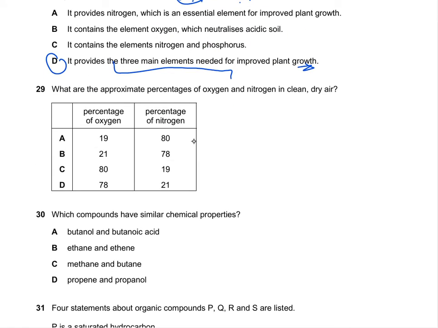What are the approximate percentages of oxygen and nitrogen in clean dry air? Percentage of oxygen, of course, 21 and nitrogen 78, so it's B.